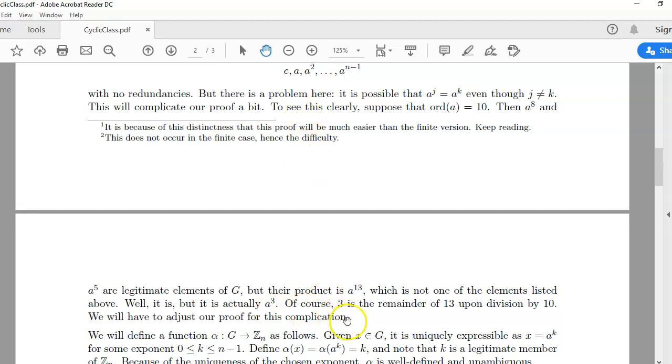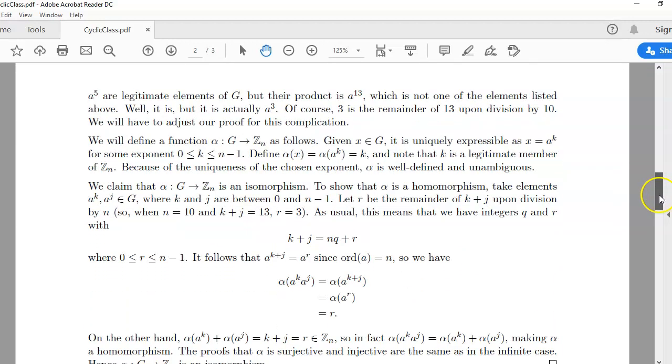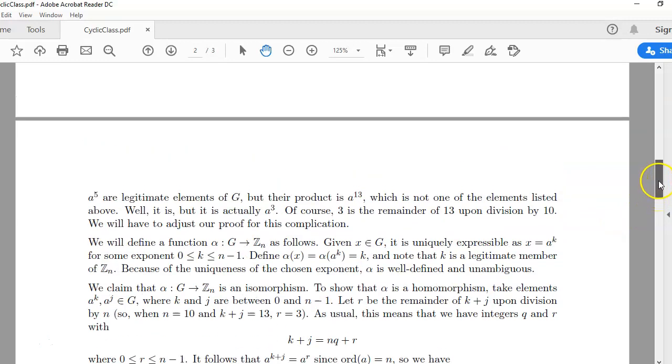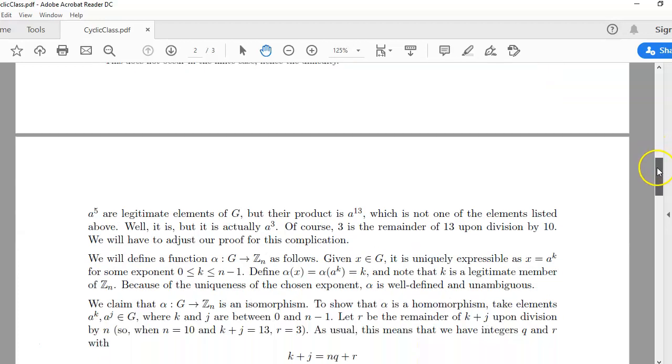And of course, the power here, the cube, is the remainder of 13 divided by 10, which is going to be the right answer. So we've got to do this by long division. So we've got to adjust our proof to compensate for the long division that we have to do. Okay, so here we go. Here's how we do it. Define a function that goes from G to Z mod n as follows. Well, look, Z mod n has elements 0 to n minus 1, right? That's what Z mod n is. And notice that's exactly the exponents here. Exponent 0, 1, 2, up to n minus 1. So I can do the same thing and just rip off the exponent, right?